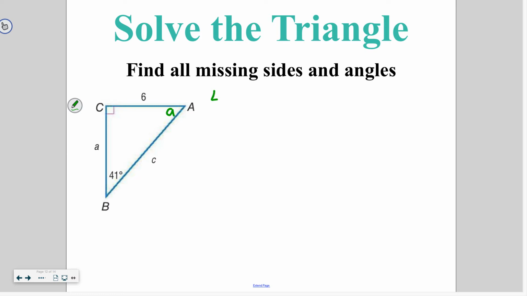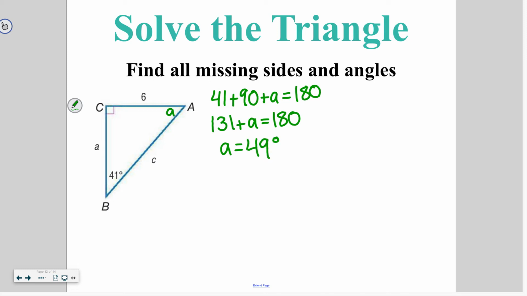So I've got a 41 plus a 90 plus A is going to equal 180. 41 and 90 gives me 131 plus A is equal to 180. So our angle A after I subtract 131 is going to be 49 degrees. So angle A is equal to 49 degrees. That's the first piece of our triangle that was missing.